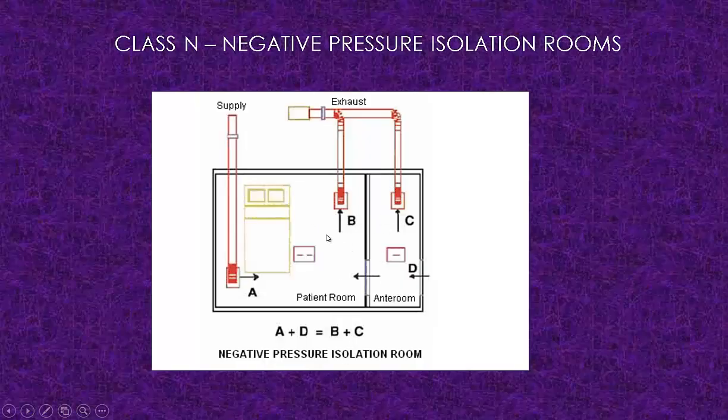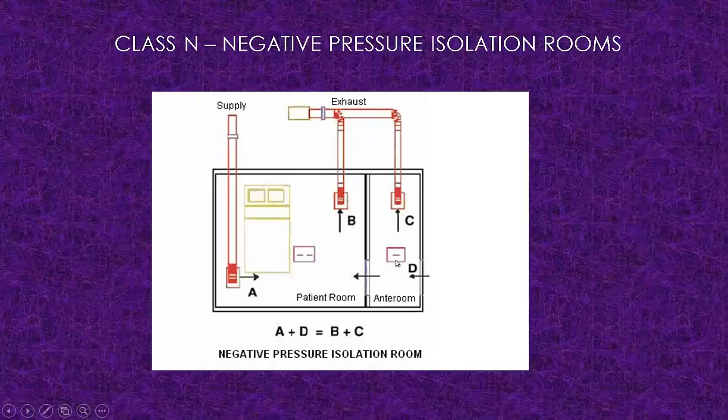From the patient room we exhaust more air than we supply. Let's suppose we supply 20 cfm in this patient room, then we exhaust 30 cfm from this patient room, and similarly 10 cfm, 20 plus 10, comes from this enter room, and 20 plus 10 equals 30, so we exhaust 30.